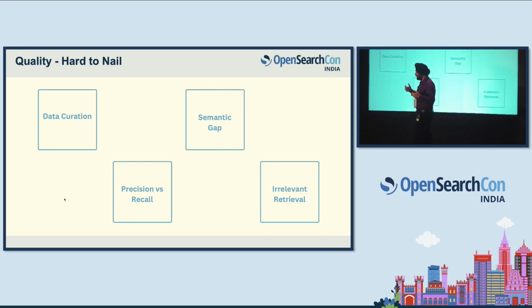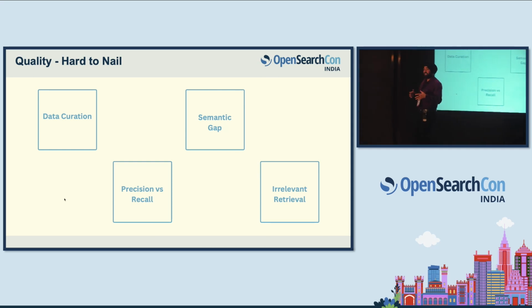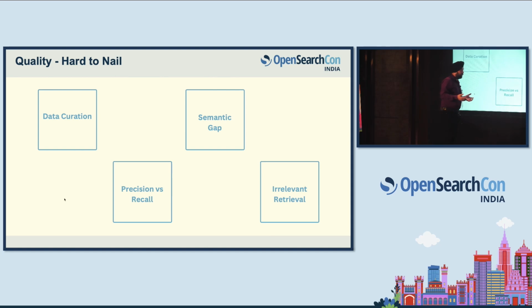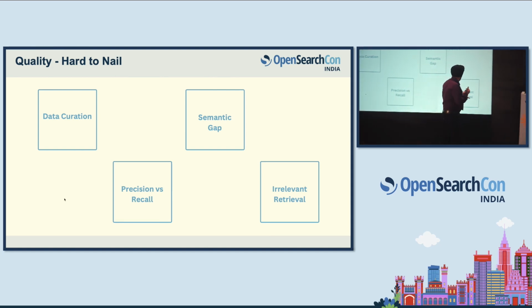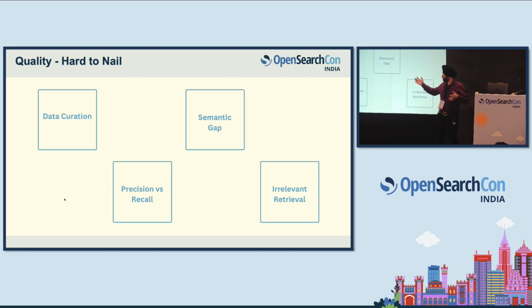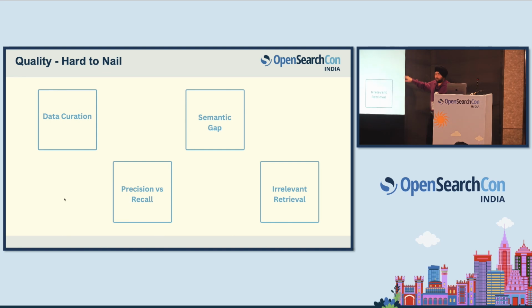Well, it's hard because of multiple data-related challenges to begin with. So we're going to discuss the challenges of data curation. We're going to discuss the challenges in precision versus recall. We're going to discuss semantic gap-related challenges. And we're going to discuss irrelevant retrievals, all of this in detail. These are not the only quality-related challenges. I've filtered out some so I can talk about it in this limited time, but let's talk about all of these.